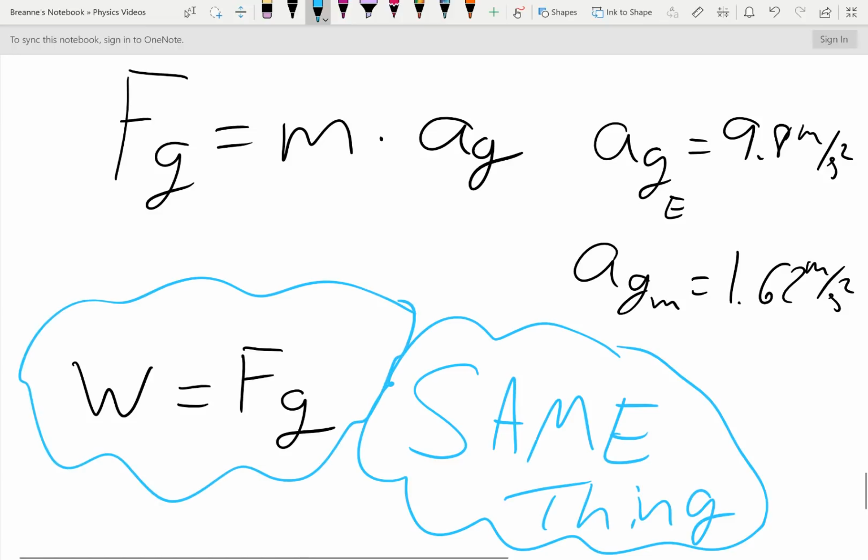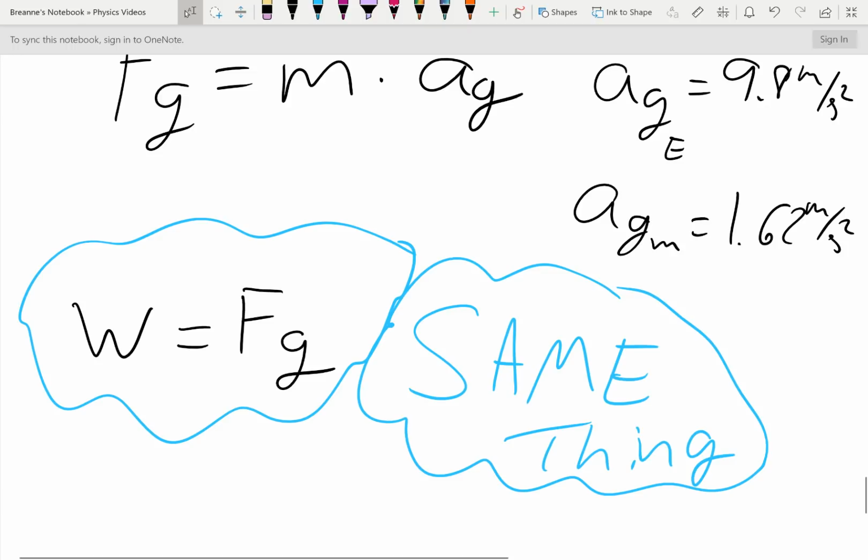So when you step on a scale and it gives you your weight, that is your force of gravity. It's just in pounds versus newtons. That's it. It's the same thing. You can convert pounds to newtons, just like how we convert inches to meters, it's just a conversion. But weight and force of gravity are the same thing.